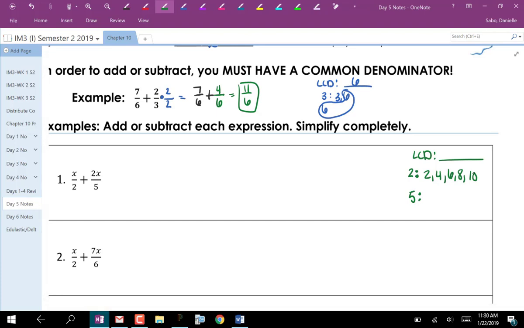2 can't be divided by 5. 4 can't be divided by 5. 6 can't be divided by 5. 8 can. Well, 10 can. So right away, I know for a fact it's going to get me 10. So I'm going to circle that. These ones don't work. They can't be divided by 5.